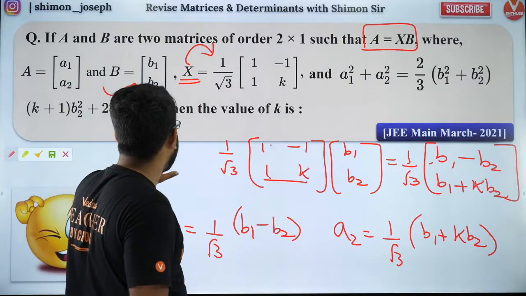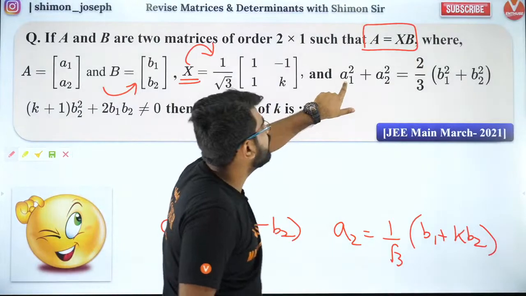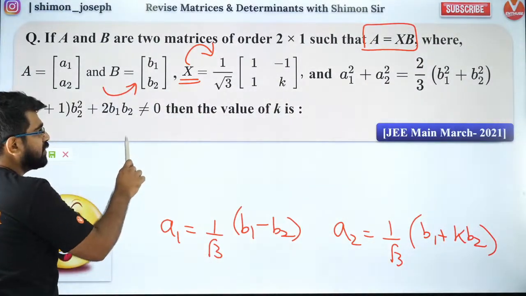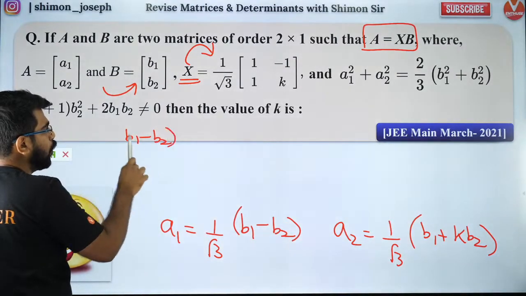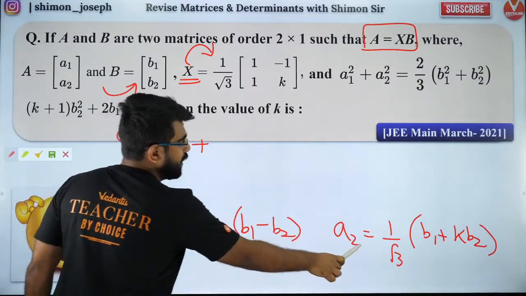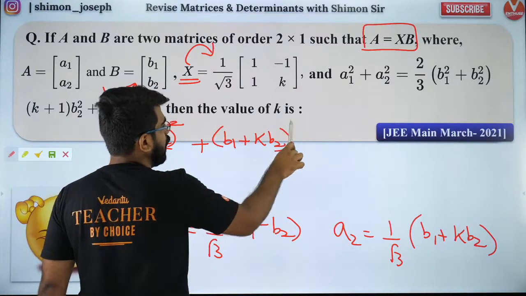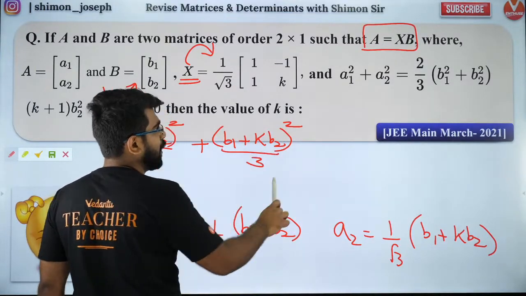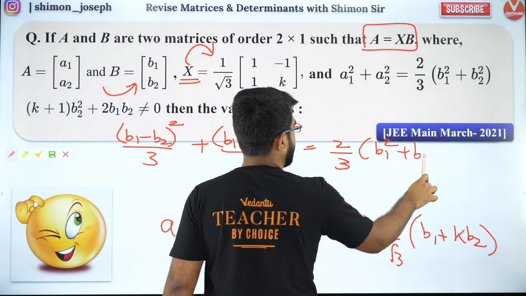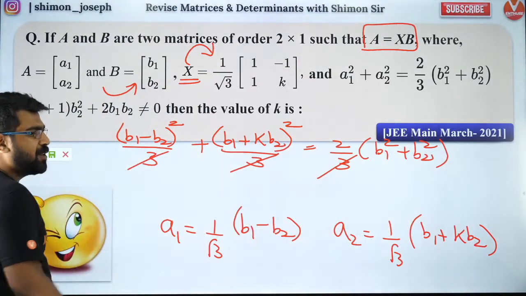We are just done with half the question because the actual question begins from here. Now we have A1 square plus A2 square. What is A1 square, Noah? A1 square is (B1 minus B2) the whole square by 3, because I need to square this, plus A2 square. What is A2 square? (B1 plus K B2) the whole square by 3. So that is A2 square. Now that is equal to 2 by 3 times (B1 square plus B2 square). Now this 3 I can cancel it out. Now I can open this square.